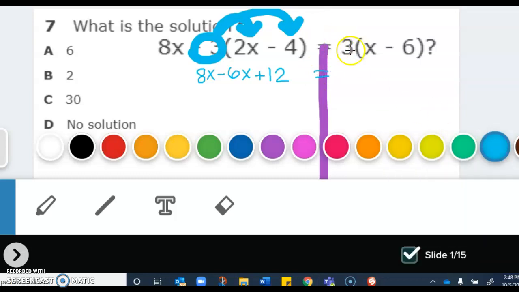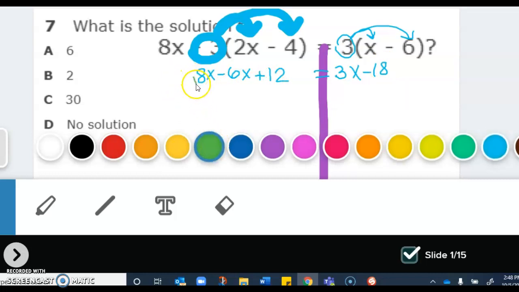on the right hand side I can distribute this 3, multiply it by x, and then multiply it by -6. So I get a 3x minus 18. I'm still not ready to start moving stuff, opposite operation. I'm going to combine this side right here first. So 8 minus 6 gives me a +2x plus 12 equals, I'm just bringing down what I have, 3x, because I haven't done anything to it.